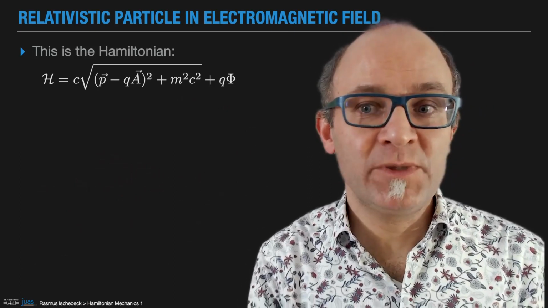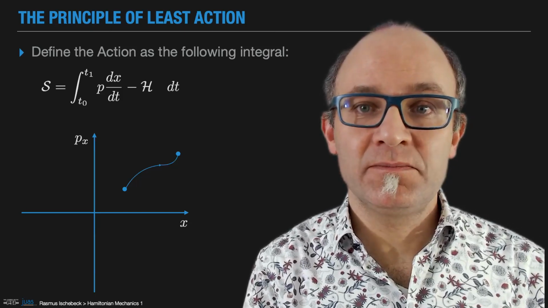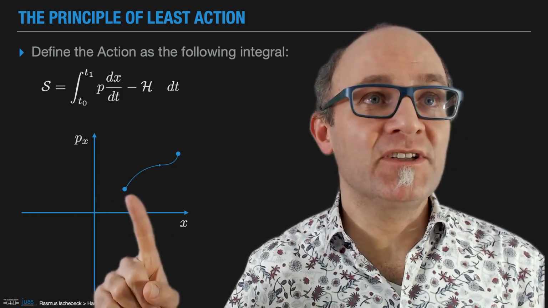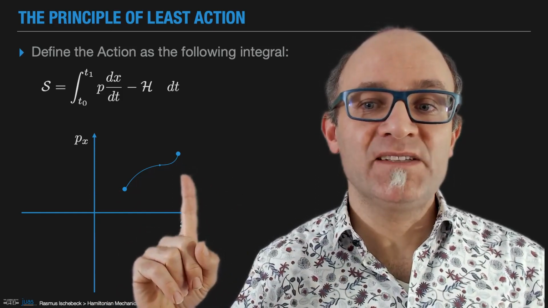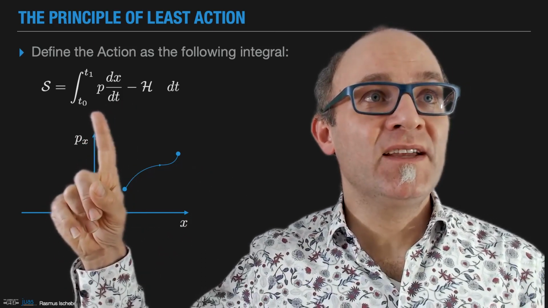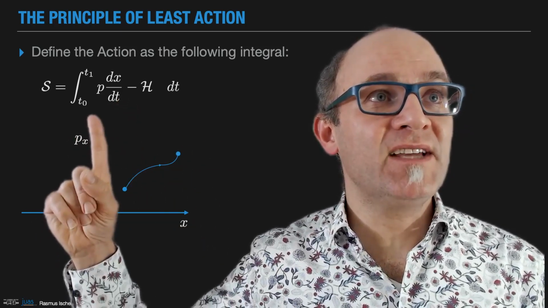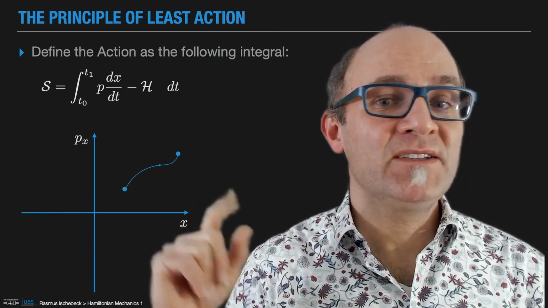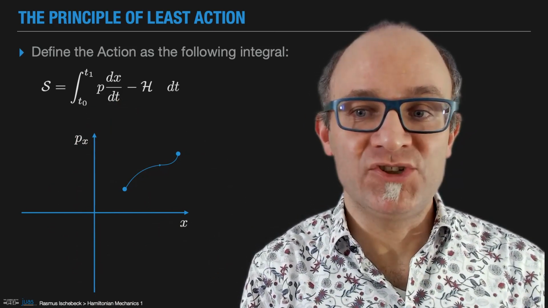Before we finish this first part, two more side remarks. The first is the principle of least action. For a particle obeying Hamilton's equations, the trajectory of a particle in phase space is such that the integrated action is at a minimum with respect to small changes in the trajectory. The action is defined as p times dx over dt minus H. And if we integrate this action S from time t0 to time t1, then we find that this integral is at a minimum with respect to small changes.